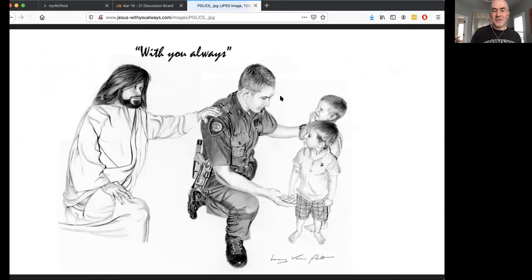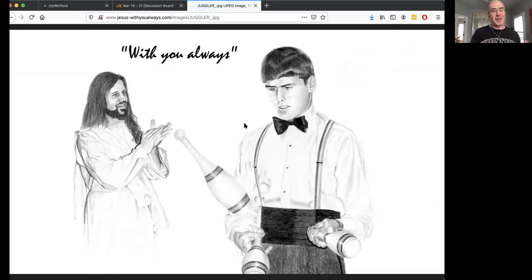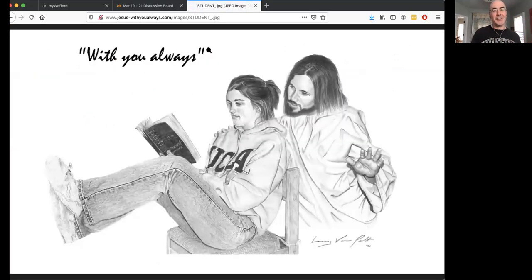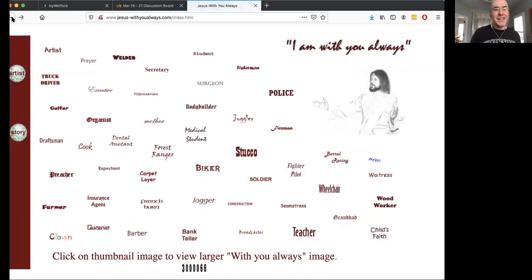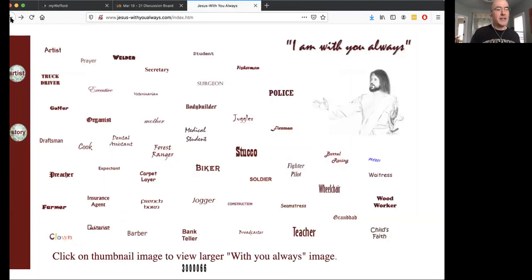So these are pictures of Jesus, like with a policeman, and the juggler, one of my favorites, Jesus clapping along. I can't hear all of your laughter. It's like silent. I don't understand. Here's one, the creeper Jesus. Okay, so where am I going? Let me go back.